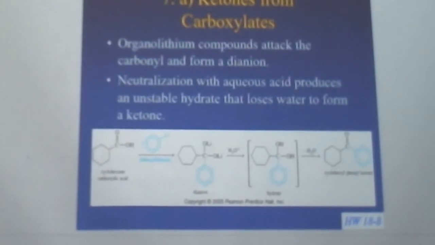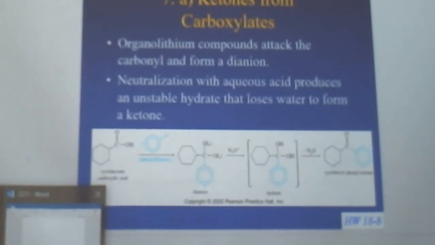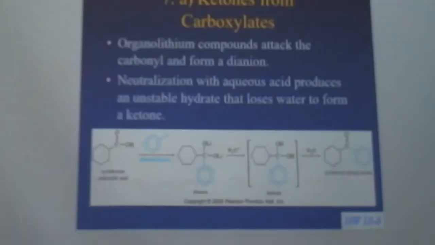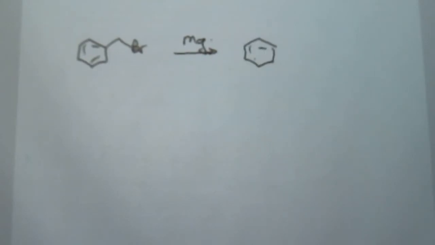So, talking about organolithiums, when we talk about Grignards, if we're talking about a Grignard, the way that you make a Grignard is you take some sort of a halide, whatever it is, you put magnesium, you form the Grignard, and you make this carbon nucleophilic.